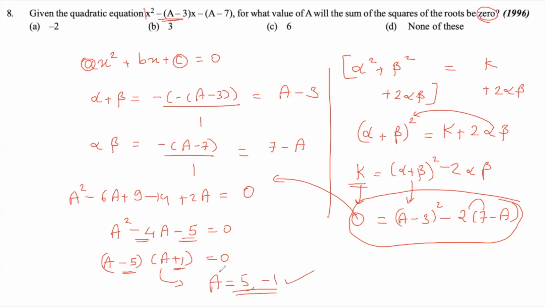And that's the answer to my question. a is either 5 or a is minus 1. And I think the option that perfectly matches is D, none of these. And that's the answer here. 5 or minus 1. That is very clearly option D.